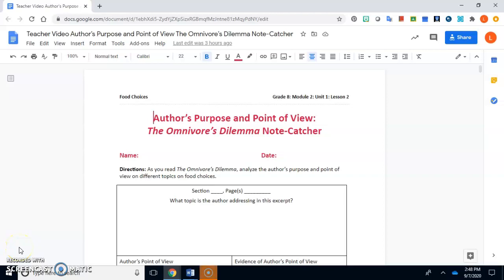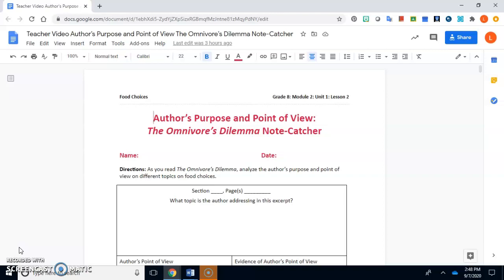Hey y'all. So in the previous module, we analyzed point of view of character. Now, point of view in nonfiction text is a little bit different. You'll analyze the point of view that the author, Michael Pollan, has because Omnivore's Dilemma is a nonfiction text, which means it is written from his perspective.